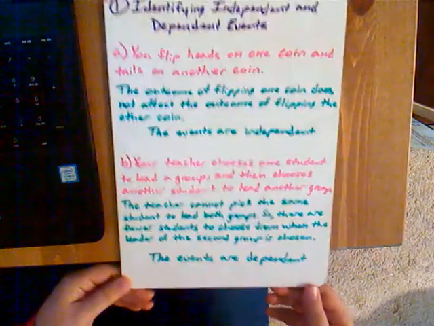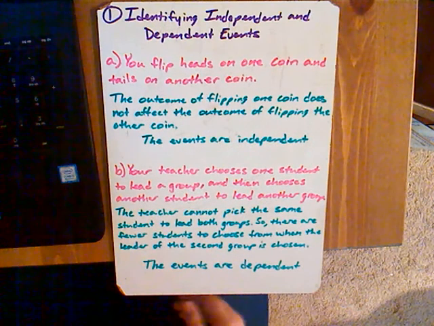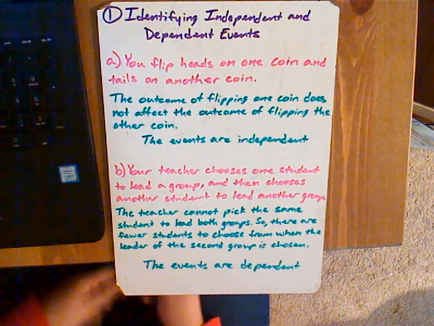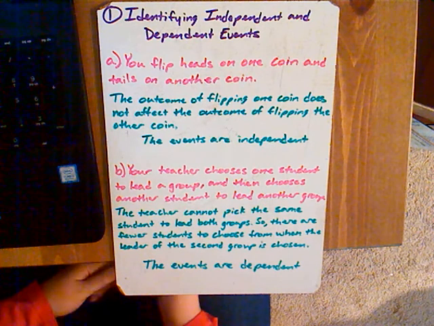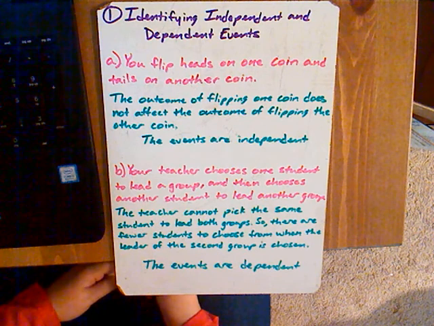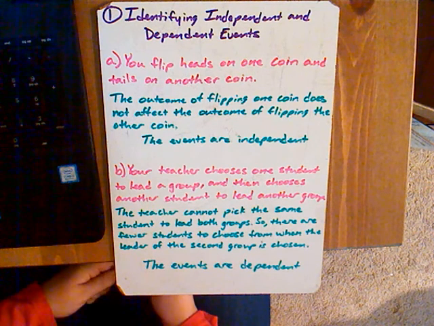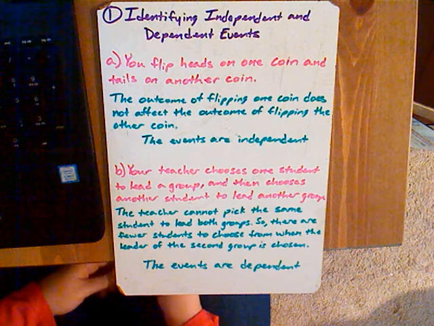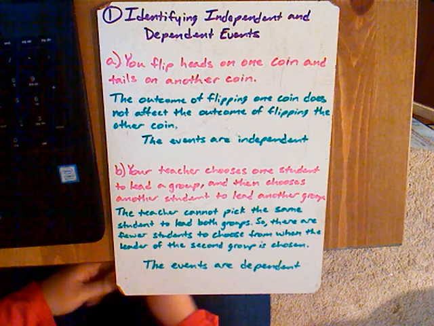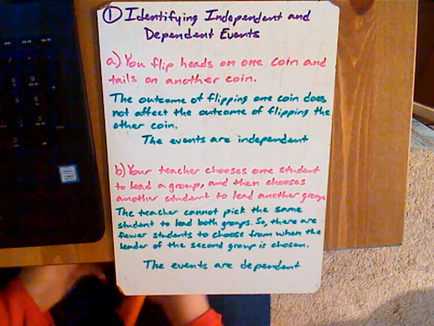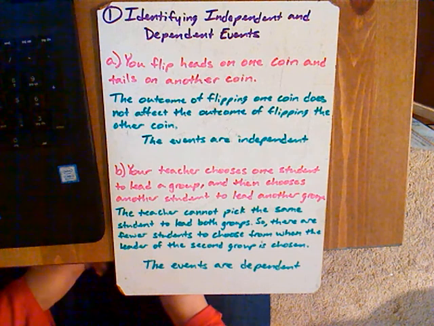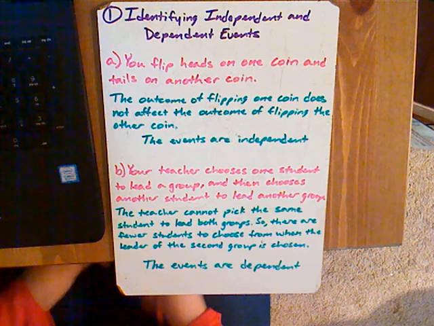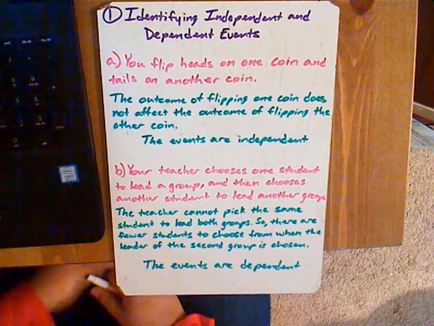So our first example is going to be looking at identifying independent and dependent events. Letter A says that you flip heads on one coin and tails on another coin. So the outcome of flipping one coin does not affect the outcome of flipping the other coin. And so those two events are independent of each other. Flipping heads on one coin and then flipping tails on another coin, they don't affect each other.